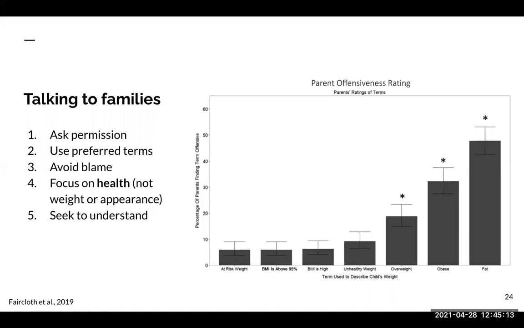Number three, avoiding blame. Of course, I think it's easy to get into these conversations and say, if your child has a weight that puts them at risk for poor health, it's hard not to feel like, as families, that they're at fault. So whatever you can do to avoid putting responsibility on them or blaming them for what's going on. And maybe asking, is this the first time that you've heard about this? Or is this the first time that someone's talked to you about weight?